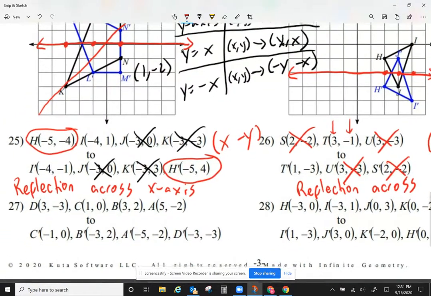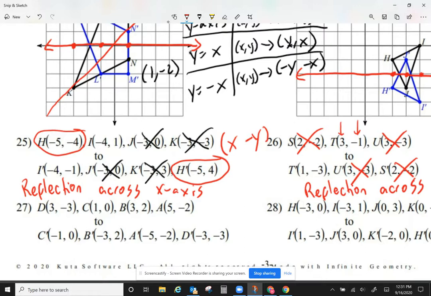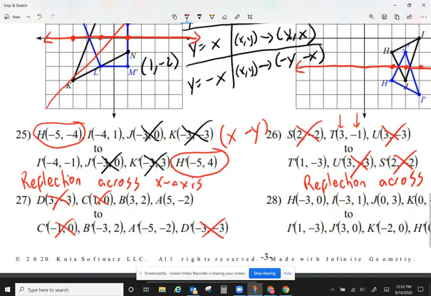Let's take a look at number 27. Point D is not good to follow because I don't know if the number switches or not. Point C is not good to follow because there's a 0. I don't know if the sign switches or not. So I'm going to follow point B. I can follow A or B. I want to follow point B.